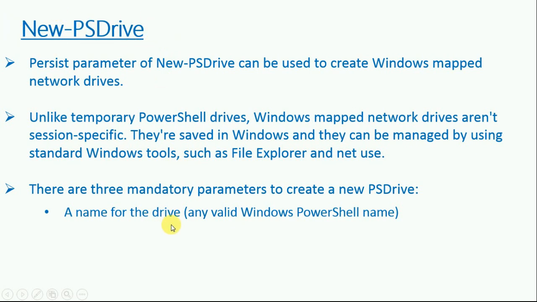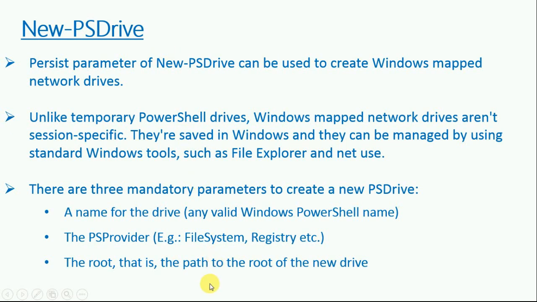So what are all those mandatory parameters? Those mandatory parameters include, first of all, Name. We have to choose any valid name which PowerShell accepts. And after that we have to specify the PS provider name. As you know, every PS drive is associated with some PS provider, so it is mandatory that we specify the PS provider name. We can specify either FileSystem or Registry, as per the type of PS drive.